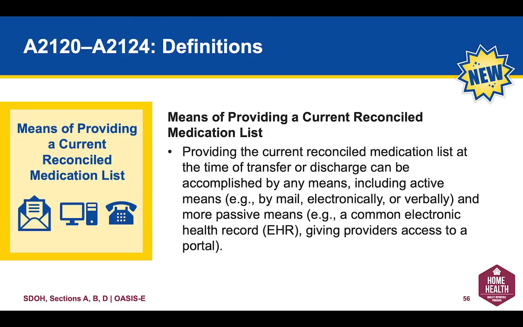Means of providing a current reconciled medication list refers to the ways a reconciled medication list can be provided at the time of discharge. This can include both active and passive means. Active means could be via mail, electronically, or verbally. Passive means could be via upload to a common electronic health record, or EHR, or provider portal.